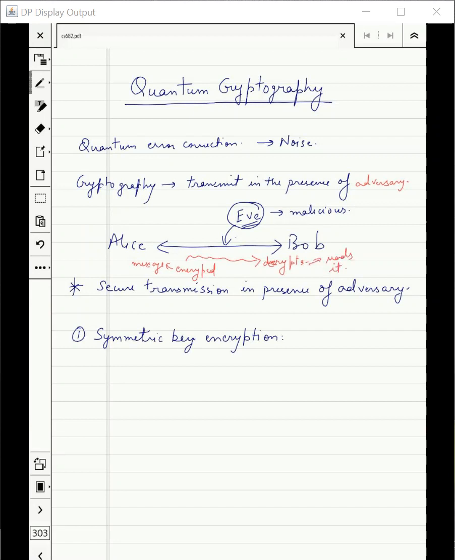Now this encryption and decryption process can be of two ways. It is broadly divided in two ways. One is symmetric key encryption and second is asymmetric key encryption. What is symmetric key encryption? In this case, the keys, what are the keys? Encryption and decryption keys are almost the same. Either they are the same or one can be gotten from the other by just a simple transformation.